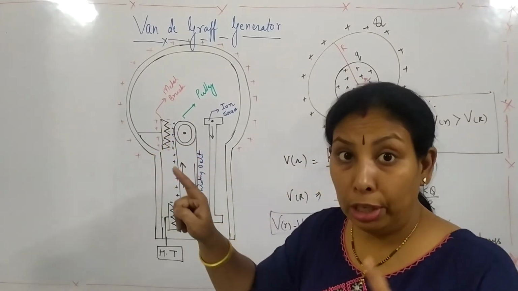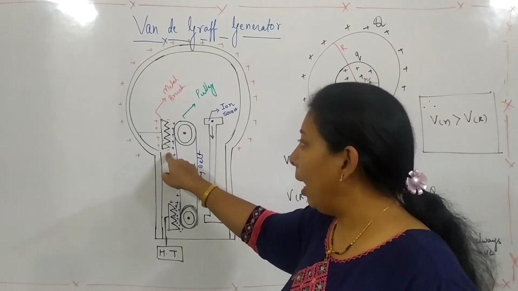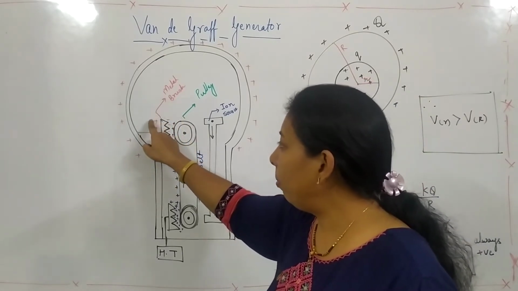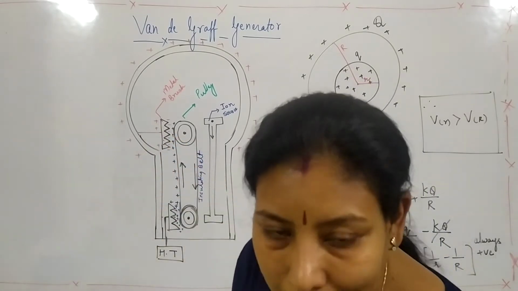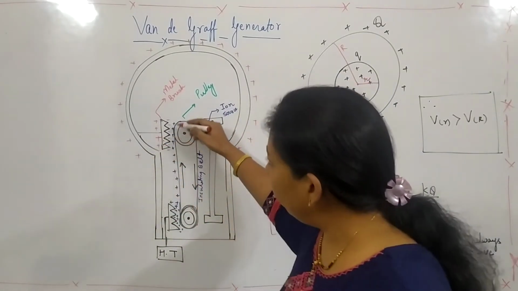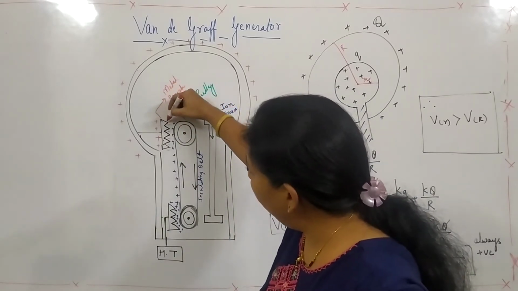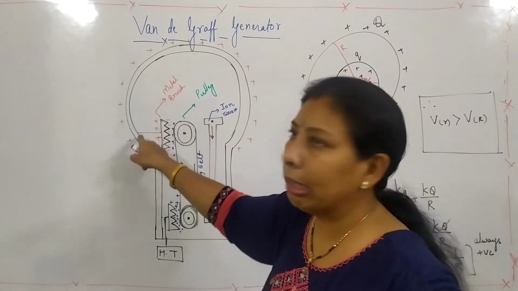What we use the word? Induced. On the nearer end of this metal brush, and the same charge will be generated on the farther end of this metal brush, this red color charge. Okay. So what happens now? Because of induction, the negative charge is developed on this end and positive charge is developed on the farther end.